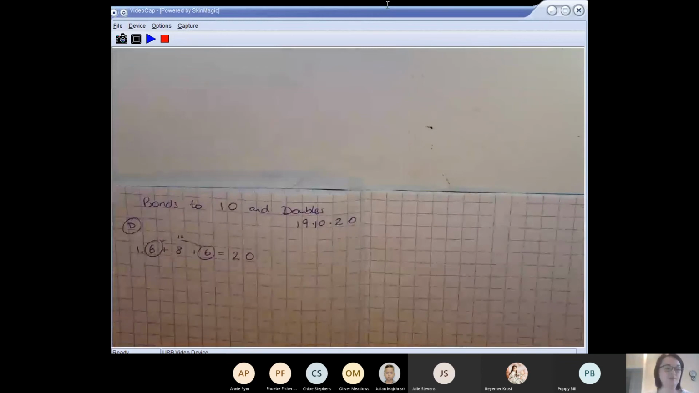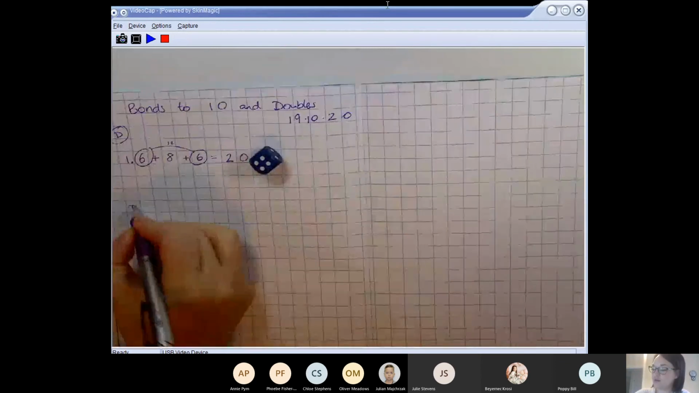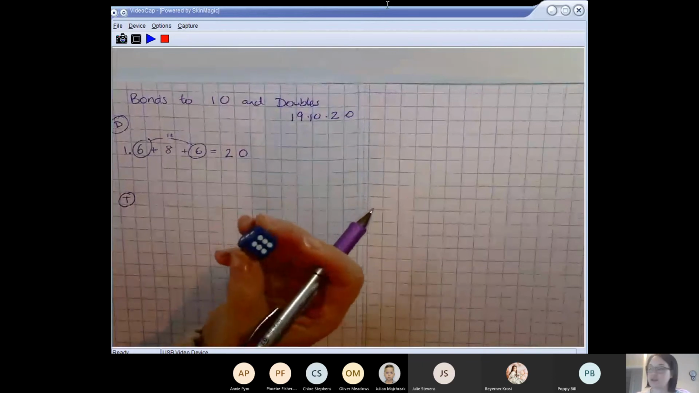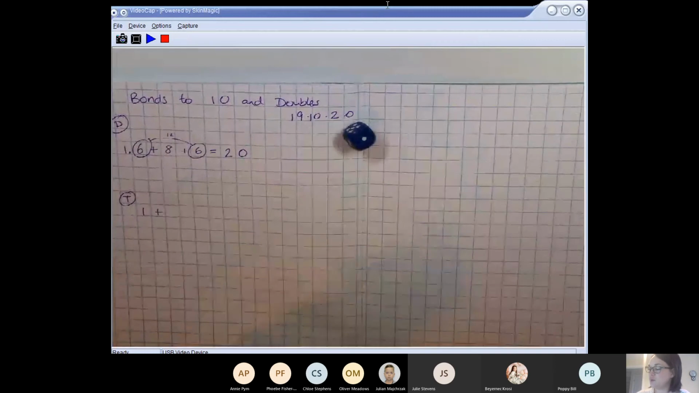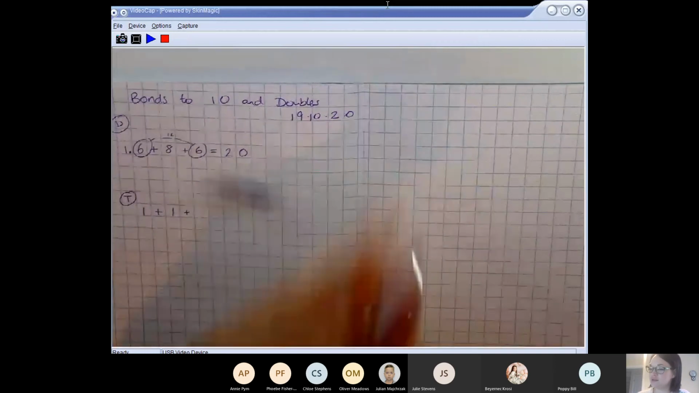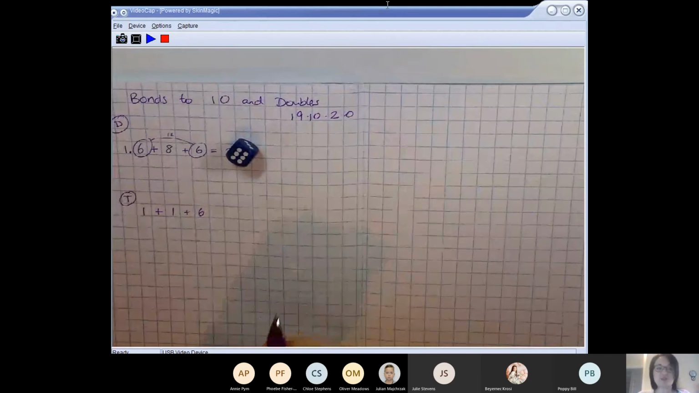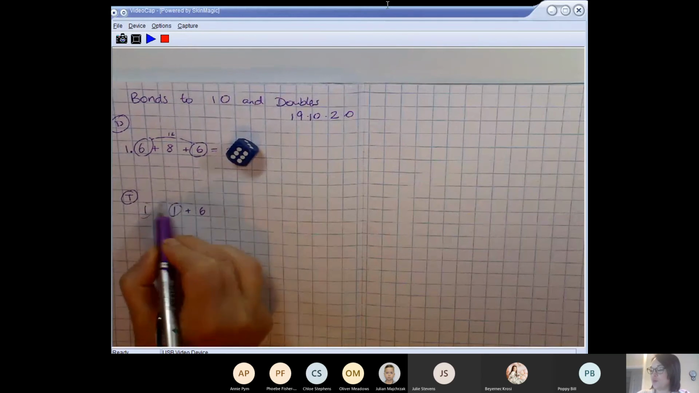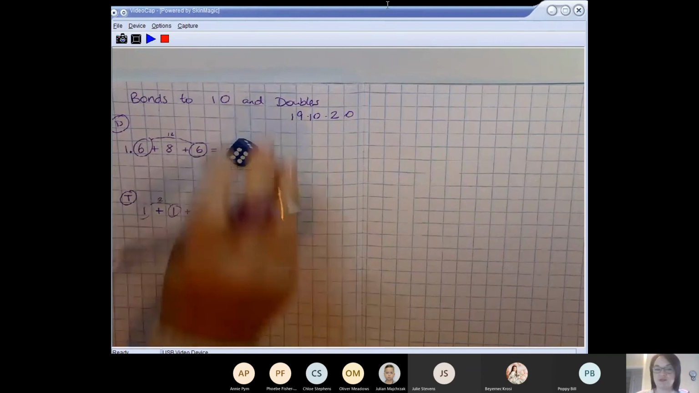For your twist it today, you will need a die. Your twist it goes like this. You're going to roll your die 3 times and create yourself a calculation. So I've got 1, add, 1, add, 6. And just like in your do it, spot the easy bits. Which bit would you do first there? Well, I know I would do 1 and 1, because I know 1 and 1 is 2, and I know 2 and 6 equals 8.